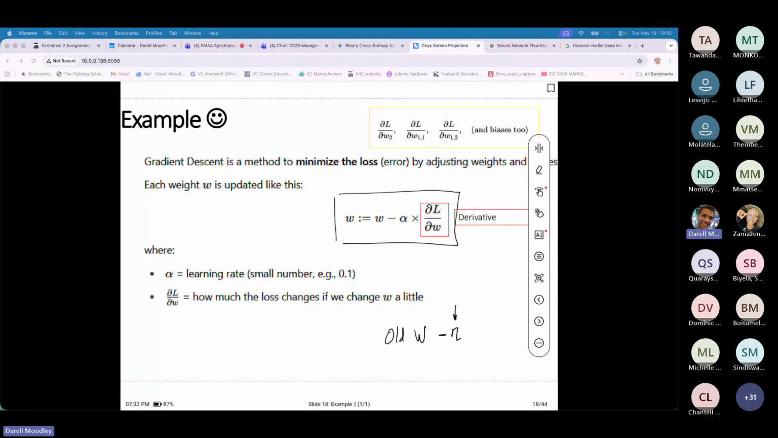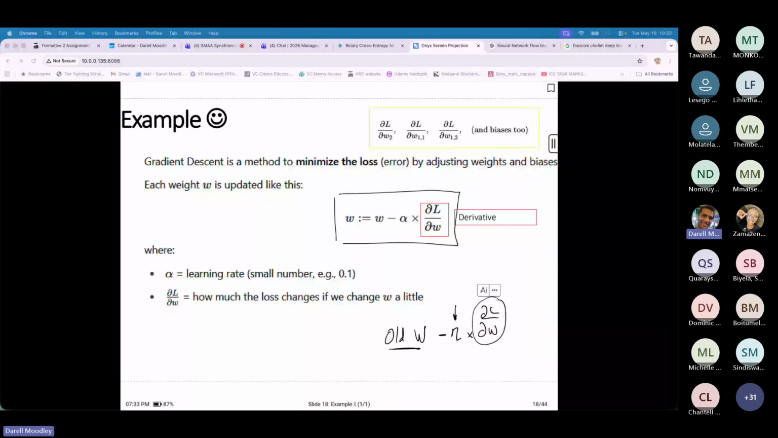You know, when you're doing random forest, you have to set the number of trees. If you're doing a decision tree, you have to set the max depth. It's not something you can calculate. It's just a parameter you set. So eta, your learning rate, is something you just set. Right? So your old W minus the learning rate times that derivative of your weight. And that's why we had to work this out. Okay, that's why we had to work out the derivative.